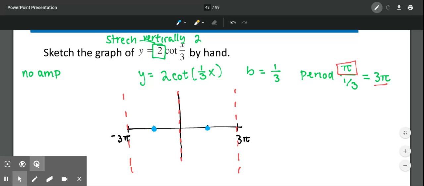And then remember, your cotangent decreases. So your cotangent starts high and it decreases low. So make sure when you're graphing these, you are graphing those vertical asymptotes, and then you're fitting the graph in between those asymptotes.